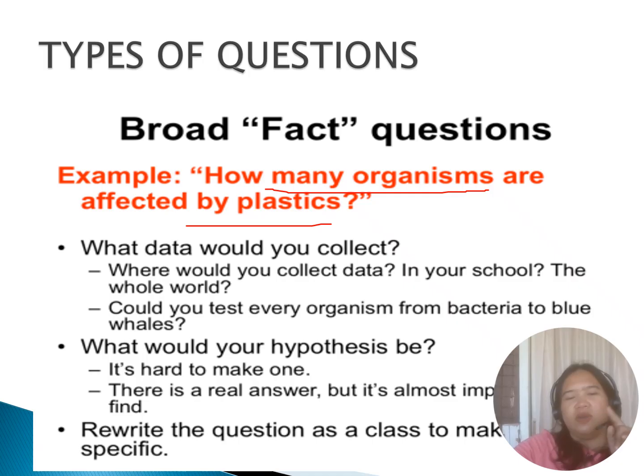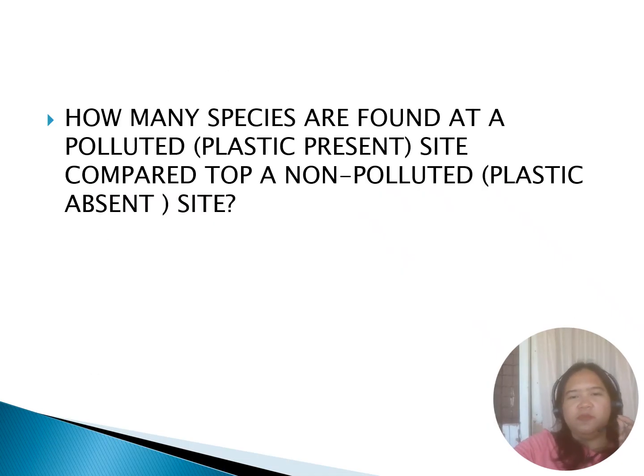So you have to rewrite these questions to be a little bit more specific. How many species are found at a plastic-polluted site compared to a non-polluted site? So you can have two comparison sites, so that when you experiment, you look for species in a certain polluted site with plastic, maybe a specific type of plastic, or not, it doesn't really need to be a specific type of plastic, but it should be a specific area.